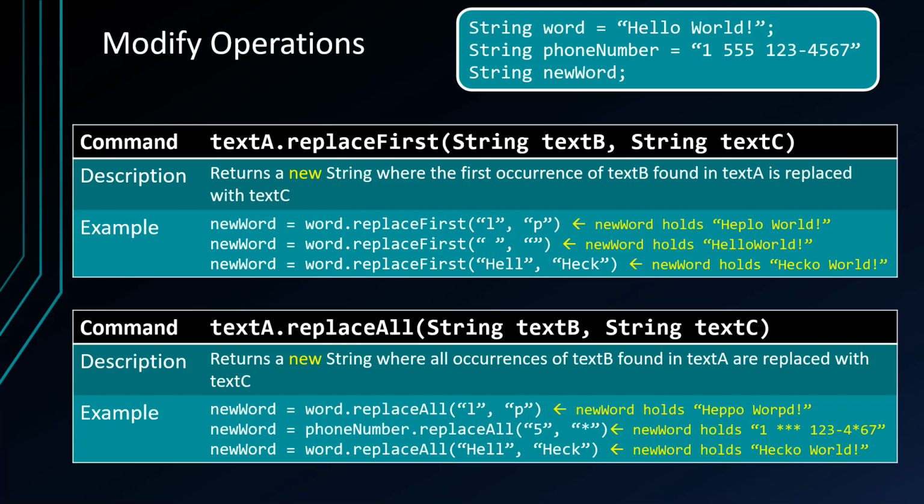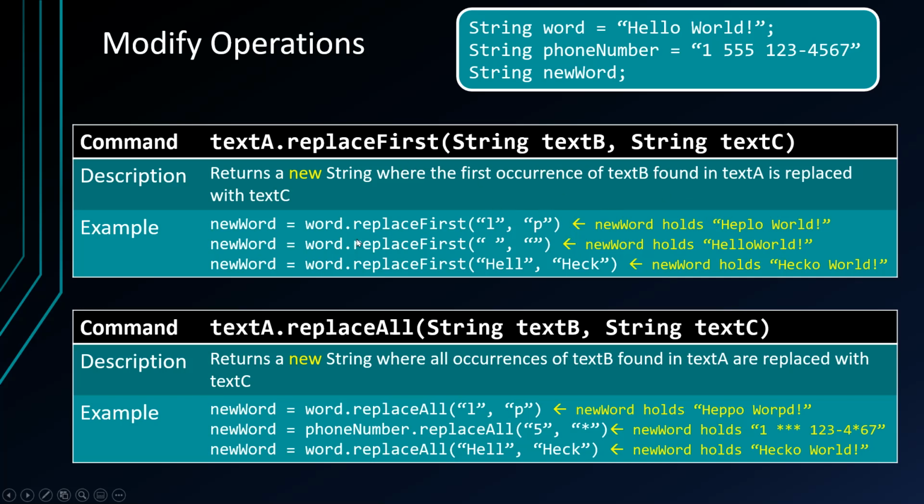So text.replace first. Let me try and explain this clearly. What it does is it searches for text B inside of text A, and the first time it sees it, it replaces it with text C. That's it. In my example here, I say search for L inside of the word, and for the first time you find it, replace the L with a P. So hello world becomes heplo world. It replaced the first occurrence of L with P.